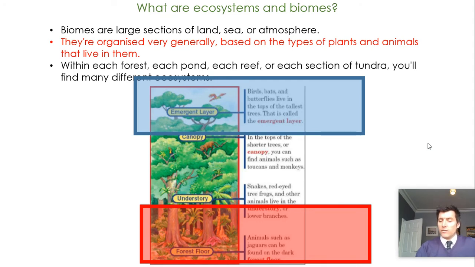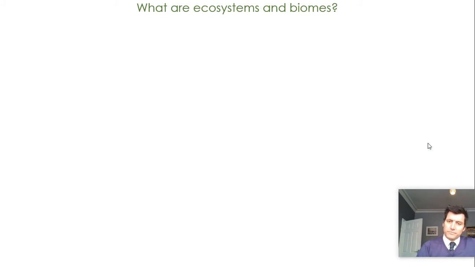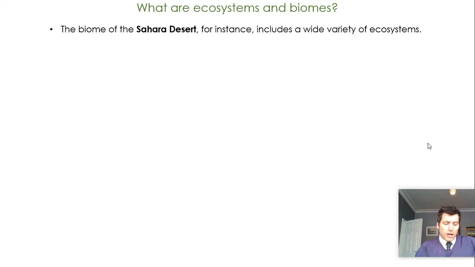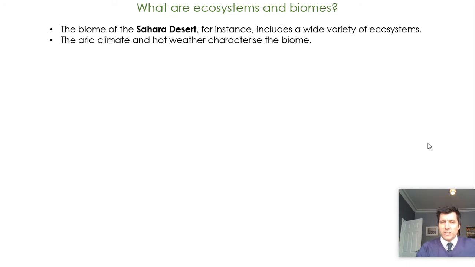So the ecosystem within those different areas of the same biome is very different. For example, the biome of the Sahara Desert has lots of ecosystems. It's arid, so it's really dry, and the hot weather is something else which characterizes that biome. Within the Sahara, there's more than one ecosystem.